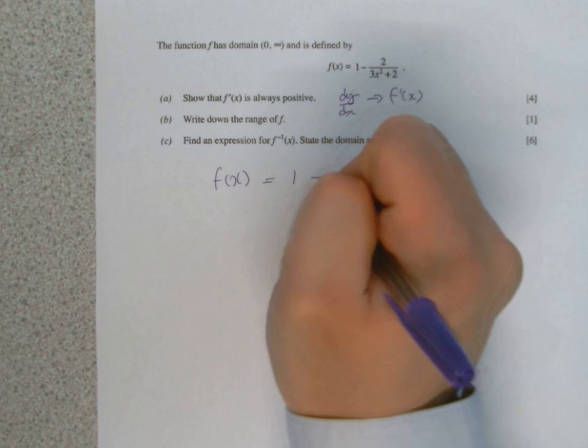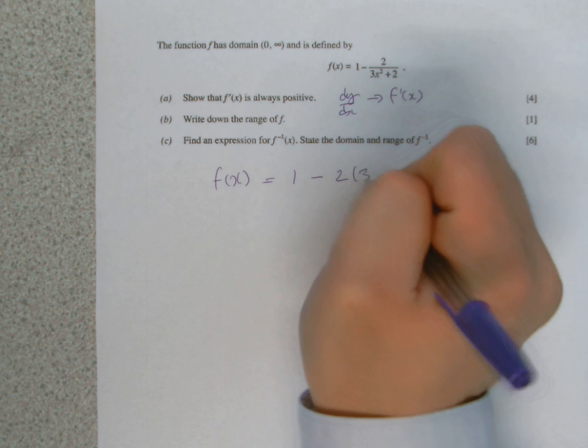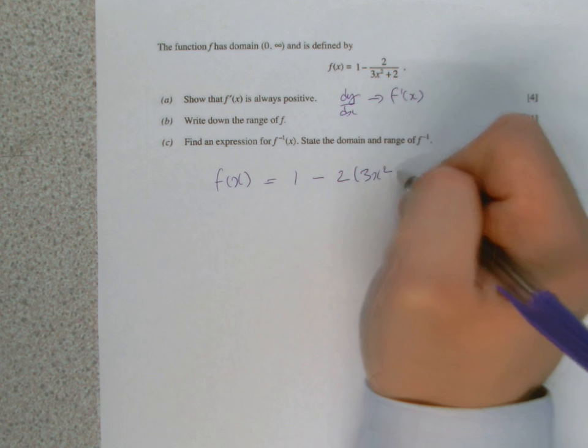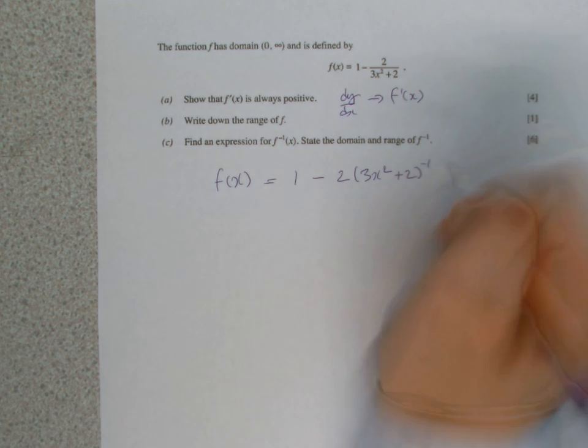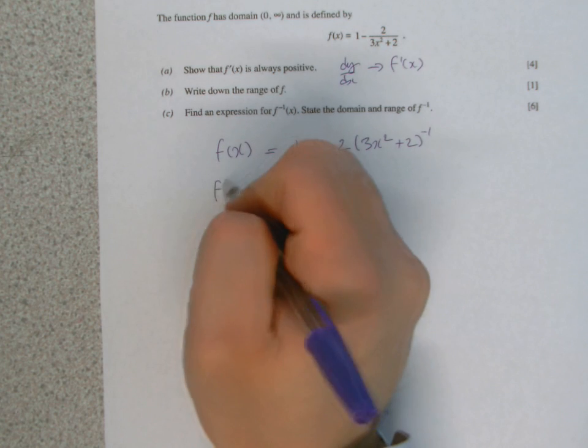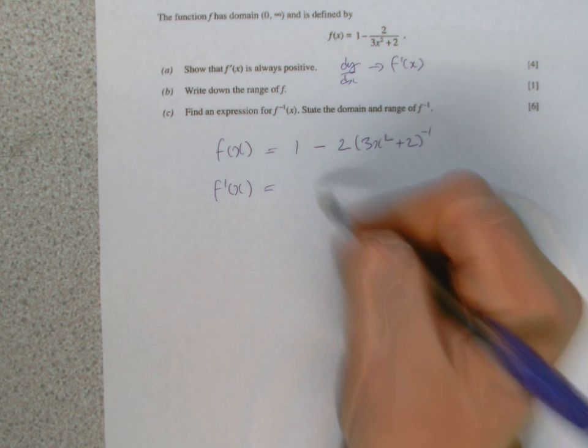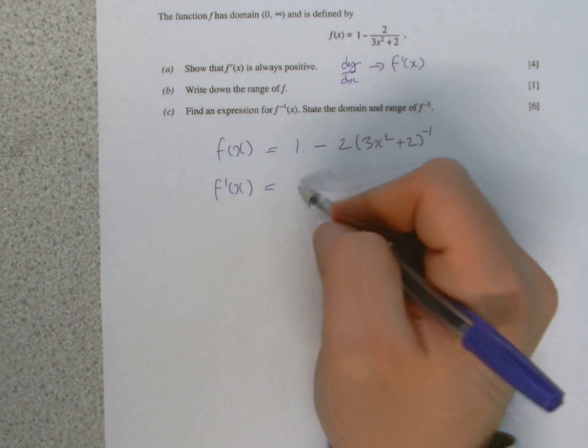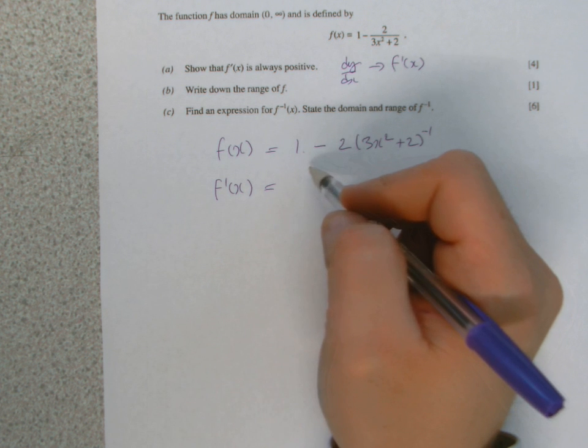So if we take f of x here, as it is, now what I would do, because I want to differentiate, is I will take that bottom bracket up and put it to the minus 1. It's much easier to differentiate then. So I'll do dy dx, or f dash of x. And when you differentiate 1, it's 0, it goes.